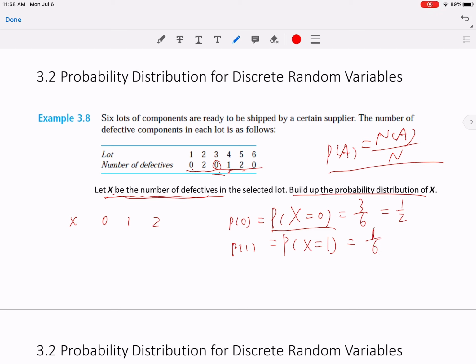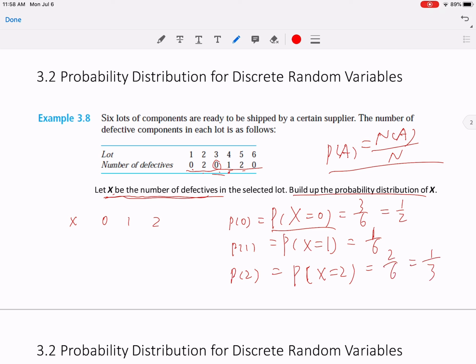Number 3, the probability of 2. This is equal to the P of x is equal to 2. Now, how many 2s do we have? We get 1, 2 of them. 2 over 6 is a total of 1/3.